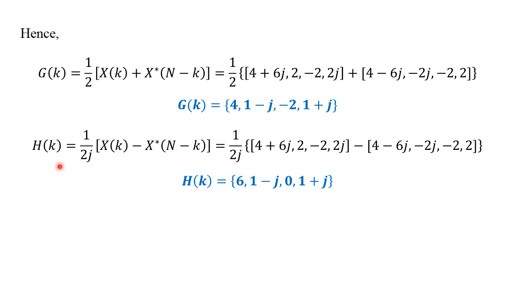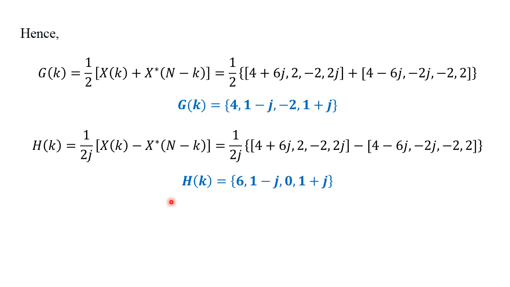For h of k, for that also we have the formula, that is 1 divided by 2j times X of k minus X conjugate of N minus k. We know both of these two values, that has been substituted. Then after simplification of this, we are going to obtain this as the answer. So once we have calculated the DFT, we have obtained the DFT for both sequences, that is the two sequences g of k and h of k.